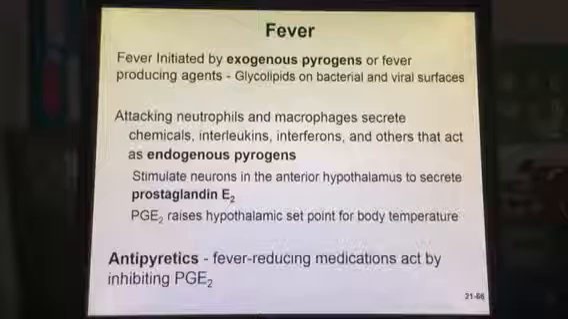This talks about how the fever is initiated. Your book goes into the initiation, the middle part of the fever, and then the conclusion of the fever. I don't know that we need to go into that much detail.